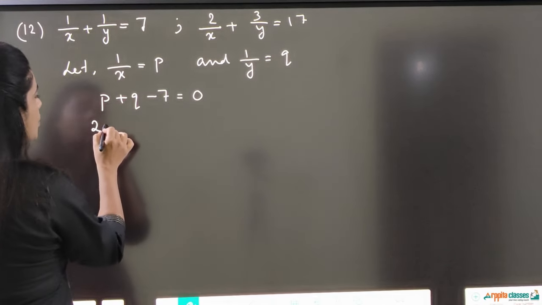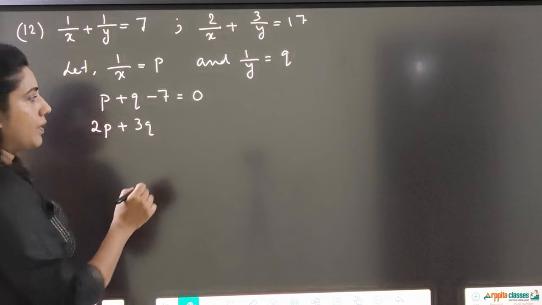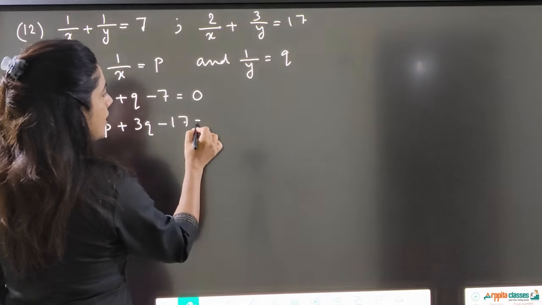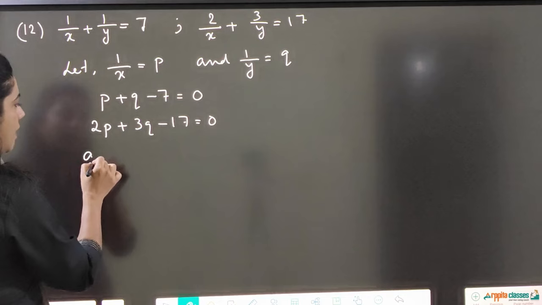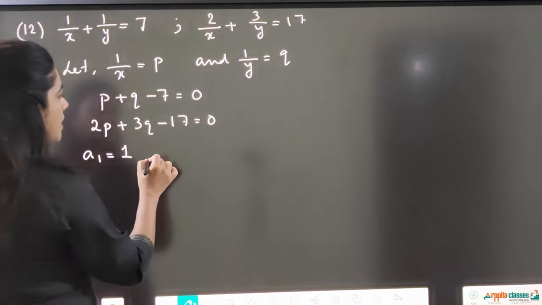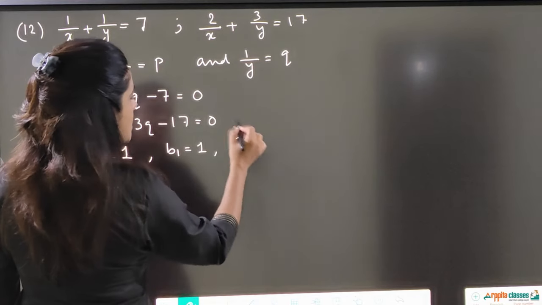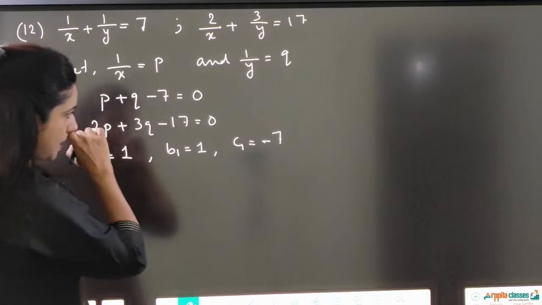And here it is 2p plus 3q. I'll get 17 on the left hand side, and it will be minus 17 equal to 0. So my a1, the coefficient of p in the first equation, is 1. b1, the coefficient of q in the first equation, is again 1. And c1 is the constant term for the first equation, minus 7.